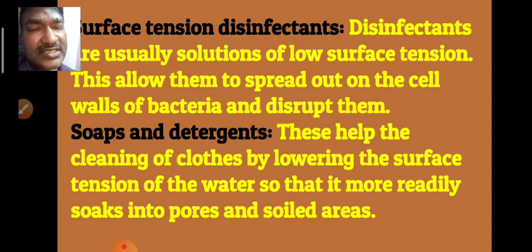So disinfectants decrease the surface tension of the water. As a result, what happens? Water will spread into the walls of the bacteria and break them. Soaps and detergents also decrease the surface tension of the water. As a result, the clothes are easily wet and the dirt can be easily removed from them.